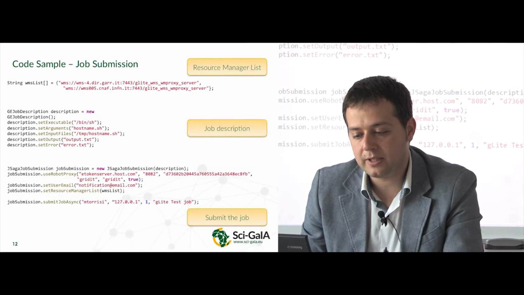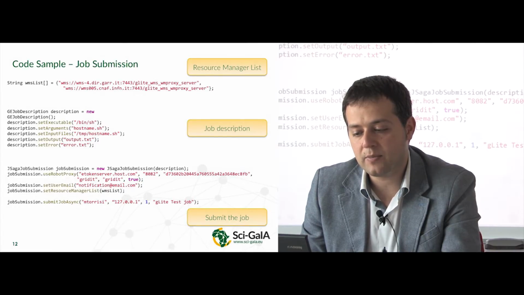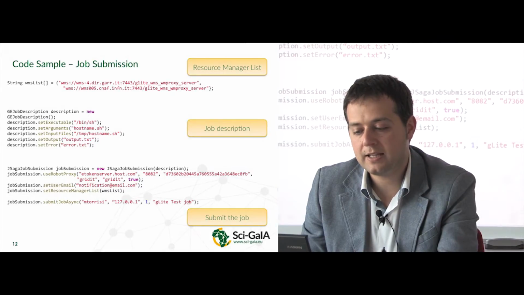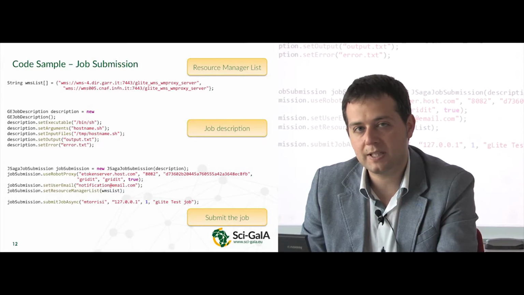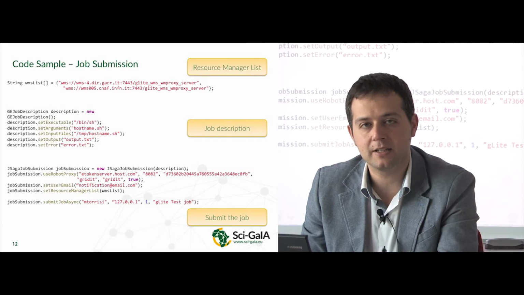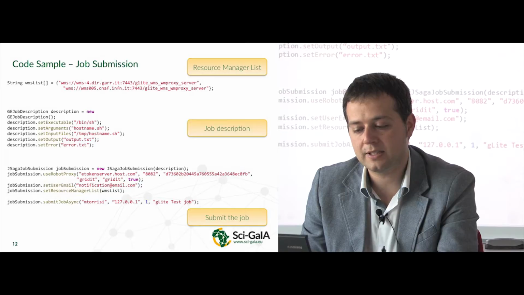The robot proxy method accepts the host name of the token server, the port on which the token server listens, an identifier for the proxy certificate that should be used, and the other two string parameters are the VO name used by the resource manager and the role of the VO. The last Boolean parameter specifies whether you would like to use an HTTPS connection to the eToken server host.